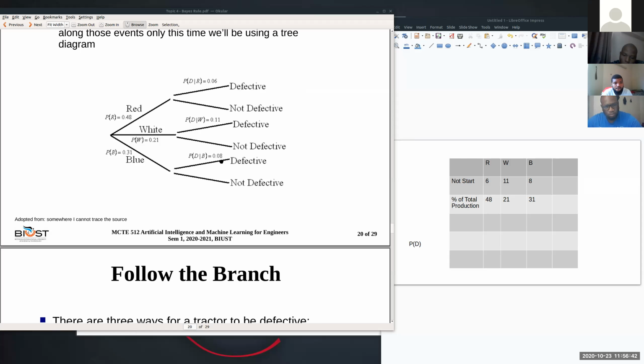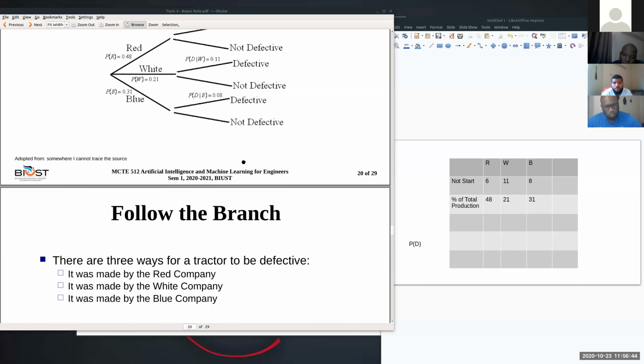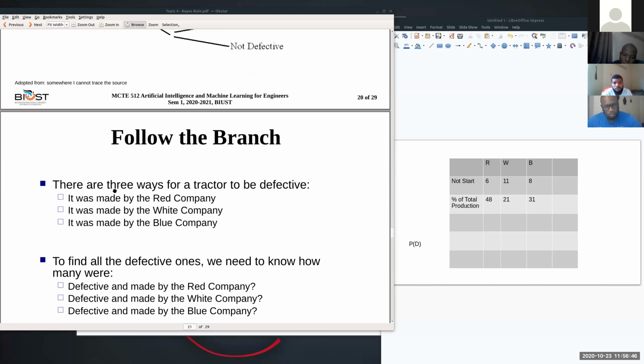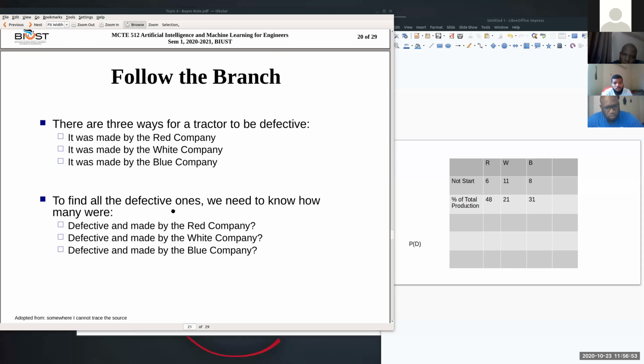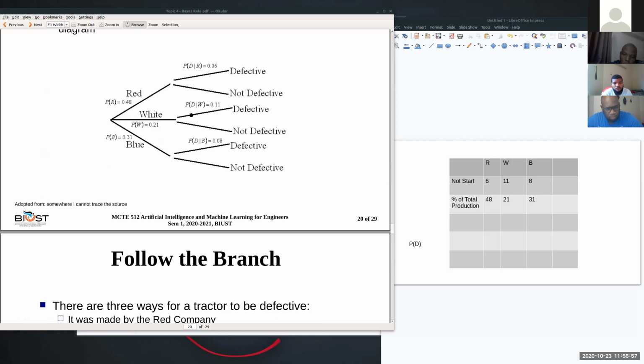Okay, so we follow the branch. There are three ways for tractors to be defective: made by the red company, white company, or blue company. We know this, and we find all the defective ones and know how many there are. So we follow this line that's defective, this line that's defective, and this line that's defective. And we add all those probabilities.